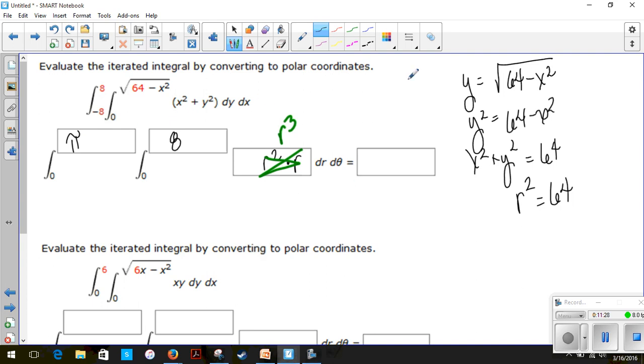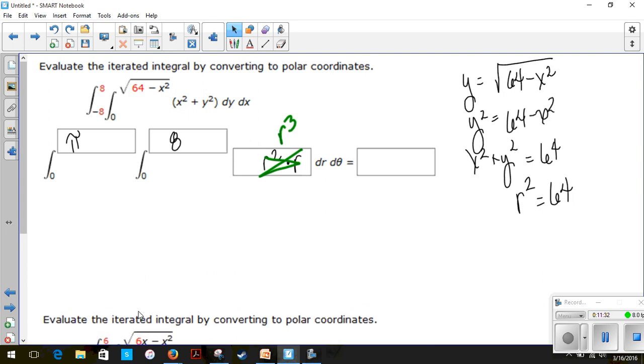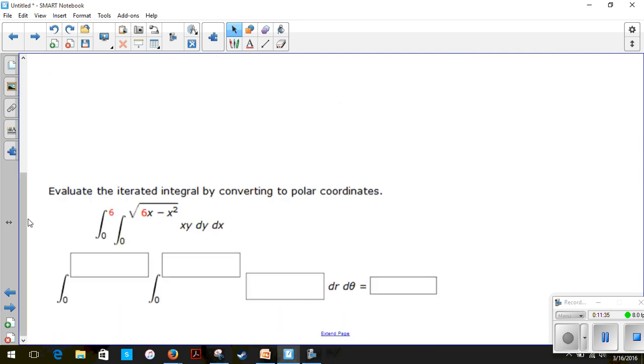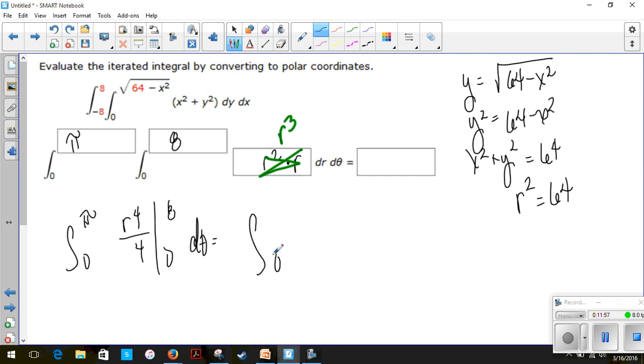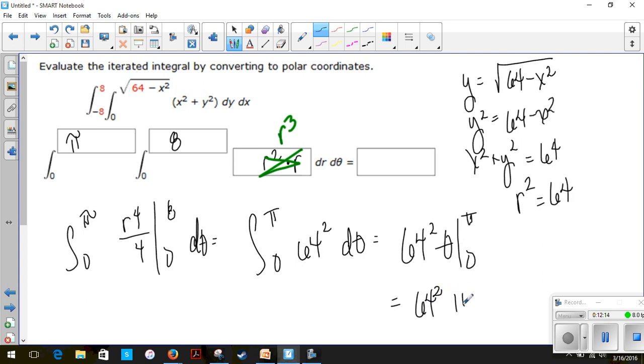Oh, they want us to do it. Well, I guess we're just going to have to scoot this down a little bit. Okay. So now we'll have 0 to pi, r to the 4 over 4 from 0 to 8, d theta. 8 to the 4th is whatever 64 squared is. So I'm just going to say 64 squared for the moment, which will wind up with a 64 squared theta from 0 to pi. And once we figure out what 64 squared is, it will be multiplied times pi. So pretty big.